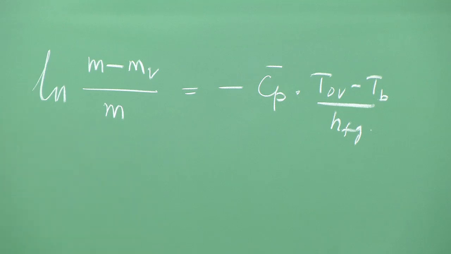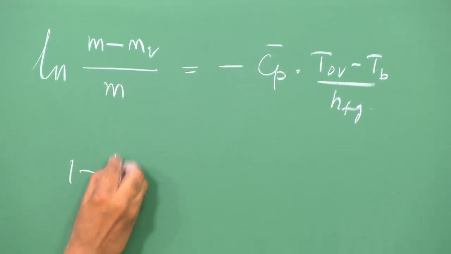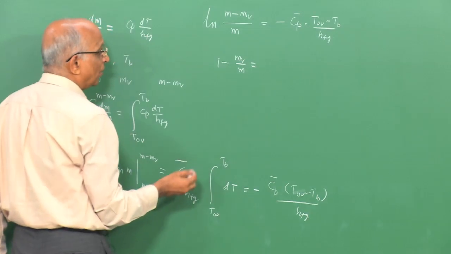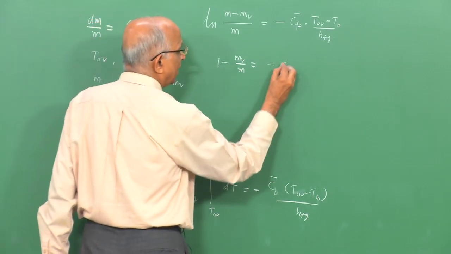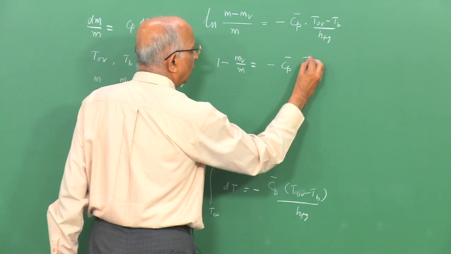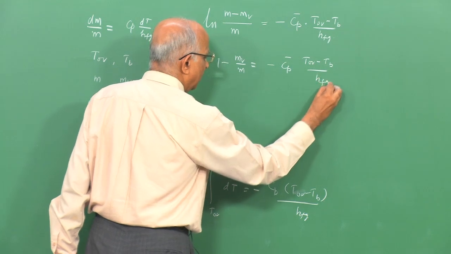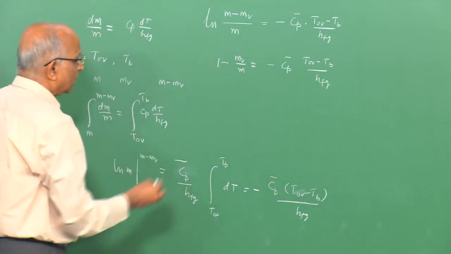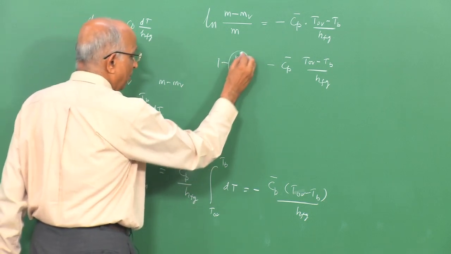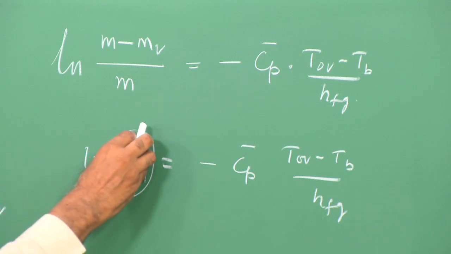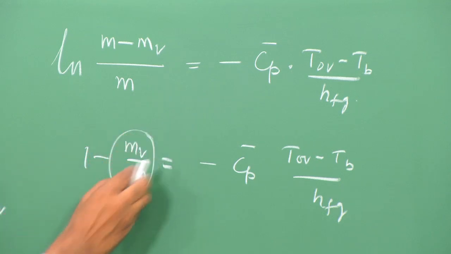Now, if I simplify this expression, I get 1 minus the mass evaporated divided by the mass of the overheated liquid, equal to minus Cp bar into (T overheated minus Tb) divided by the latent heat of vaporization. This is the fraction I am looking for, the mass which gets evaporated. And this evaporated mass has a very large volume compared to this; we will put some numbers and see.